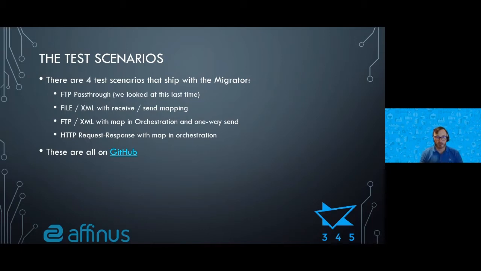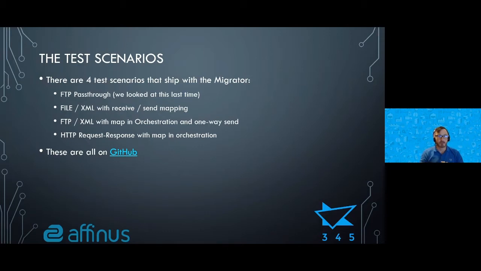The next scenario uses a file adapter, XML, and it's got maps in the receive and send port. So again, a pure messaging scenario, but this time we're actually using XML and we're using mapping, because that is again such a common and such a foundational piece of BizTalk functionality that it's really important to do that.